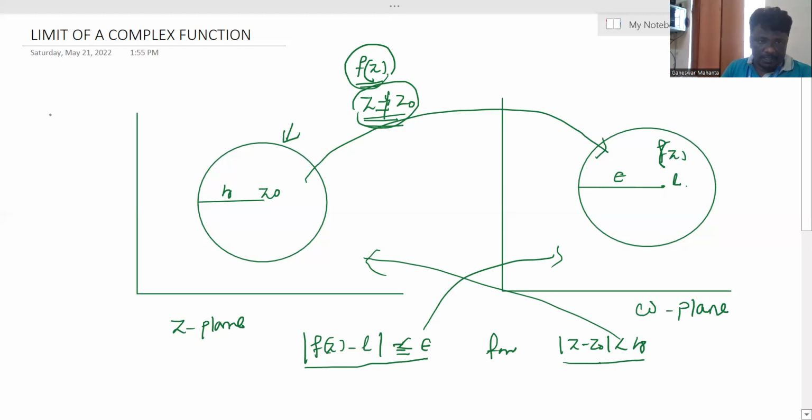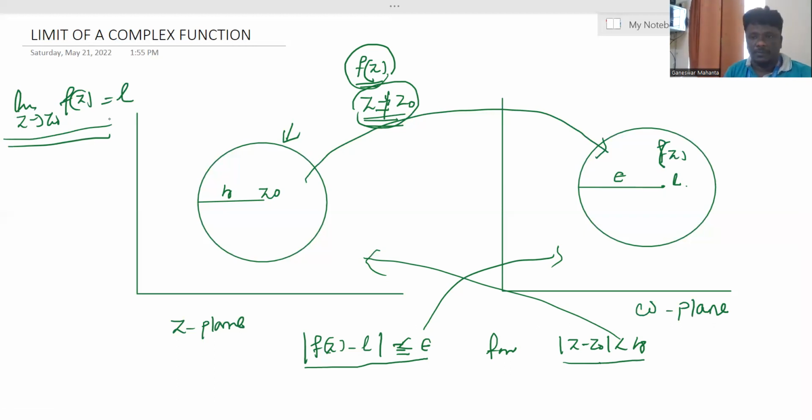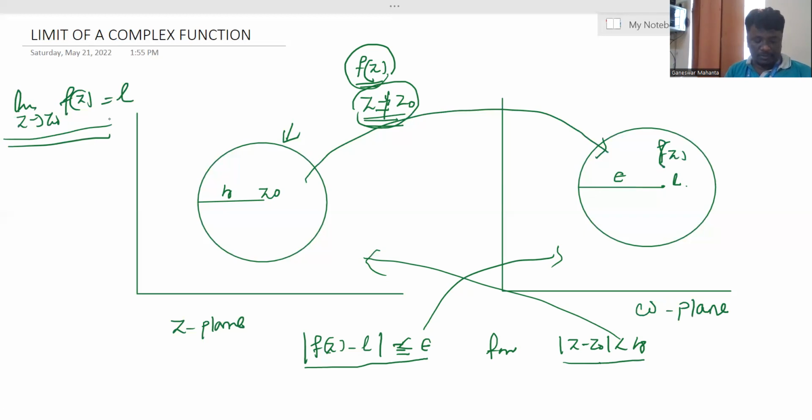And so we say the limit as z tends to z0 of f(z) is equal to L. This is the limiting value of the given function. The definition of the limit is similar to ordinary calculus, but quite different from real calculus. This is a totally different calculation in this class.